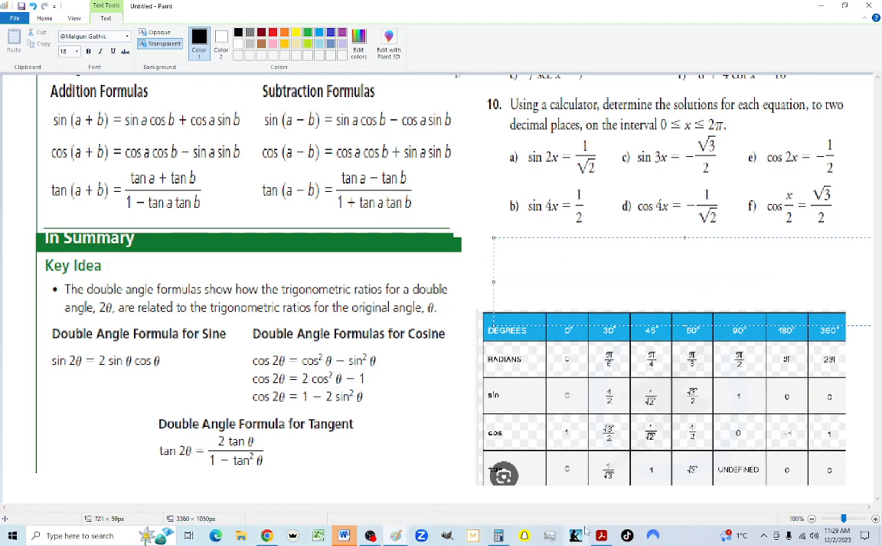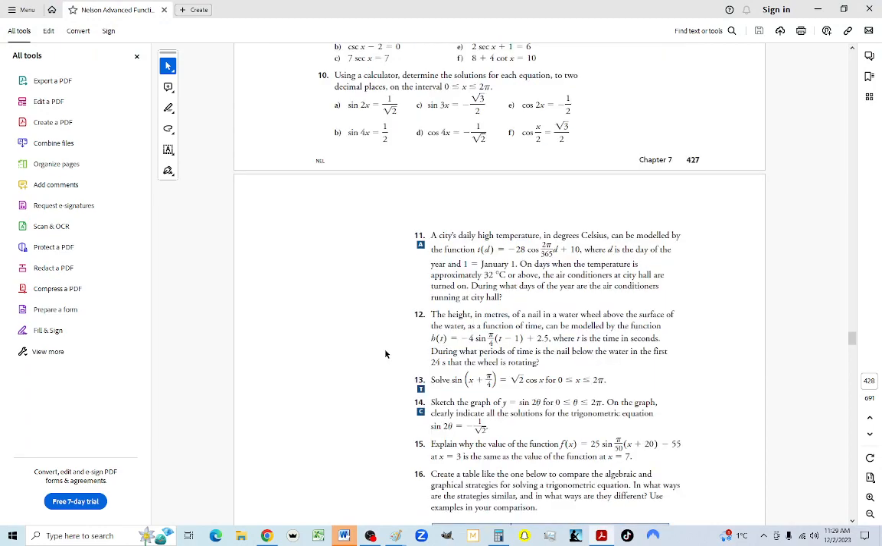So actually a bit more complicated than I thought. How do you solve this one? A city's daily temperature in degrees can be modeled by this function, where d is the day of the year, January 1st. On days when the temperature is approximately 32 or above, the air conditioners of the city hall are turned on. During which days of the year are the air conditioners turned on? That's a good one.